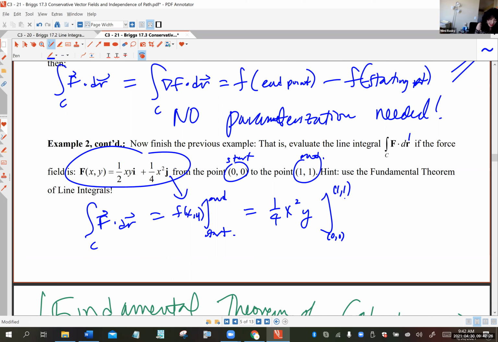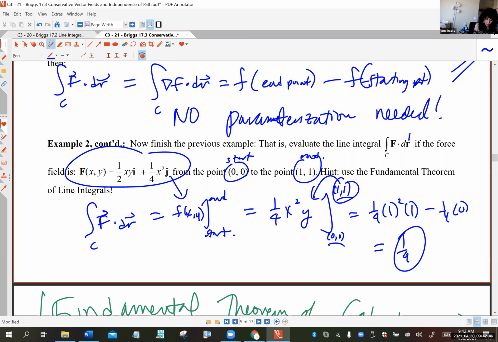But the limits now, you don't even have to figure out the starting and stopping time. You don't care what time is doing. You just want the coordinates of the starting and ending point only. You just need the coordinates. And the fundamental theorem of calculus does say evaluate at the upper limit first and minus the lower limit, which is going to be a big fat 0 here. And we get our final answer, which is 1/4.